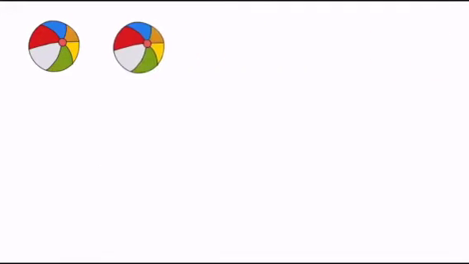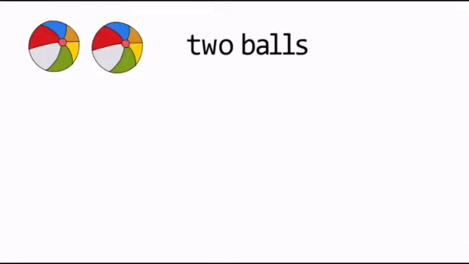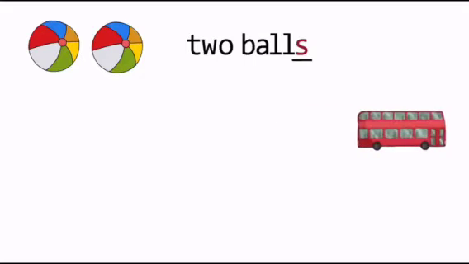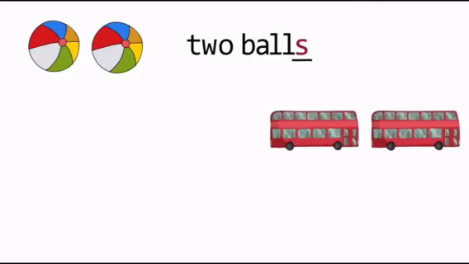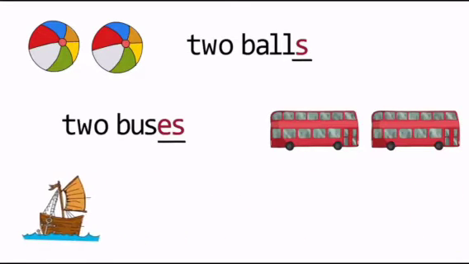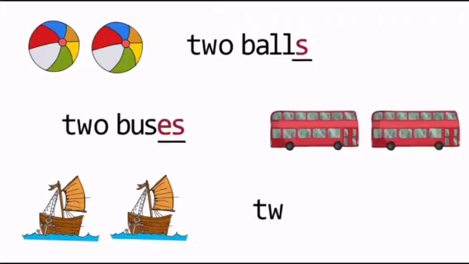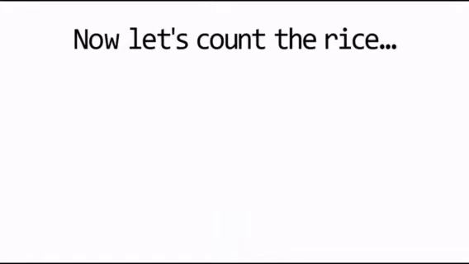Great. Here we have another example. 2 bowls. So we can add the letter S here. So we have a bus, another bus. So we have 2 buses. We add ES to make it plural. 2 boats, just the letter S. Great. Now let's count the rice.